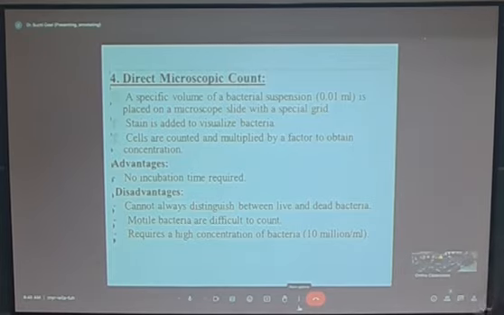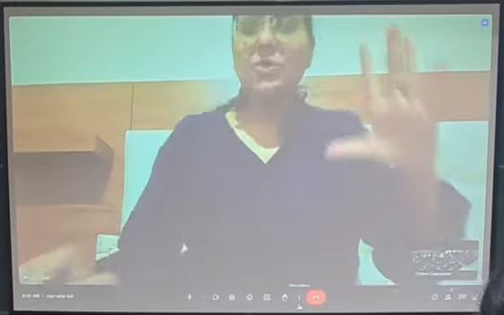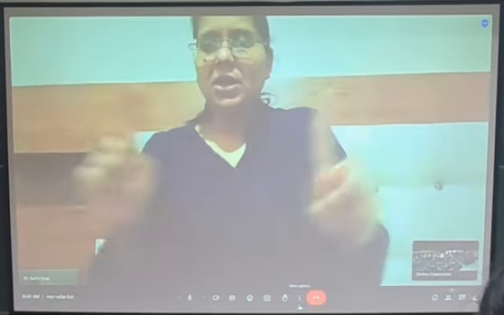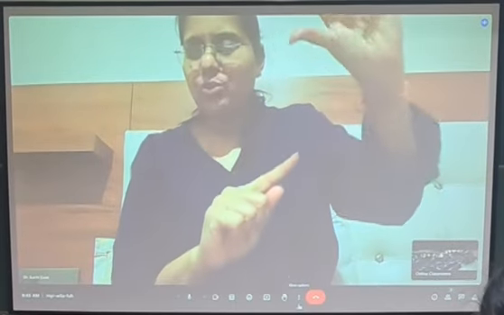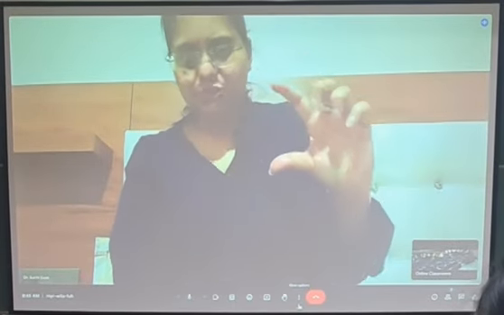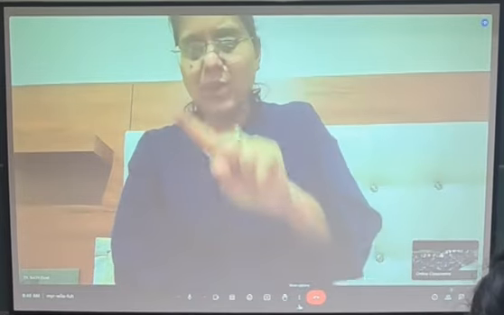Now the problem could be, let me stop sharing. Did you understand the method? So you have 25 squares with 3 lines, and each square is subdivided into 16 squares. And then you count one square with 3 lines, for example.